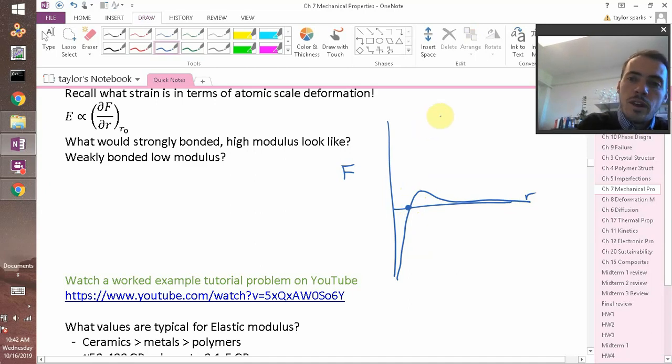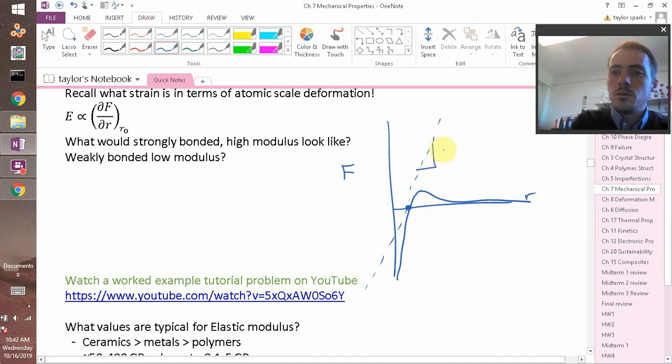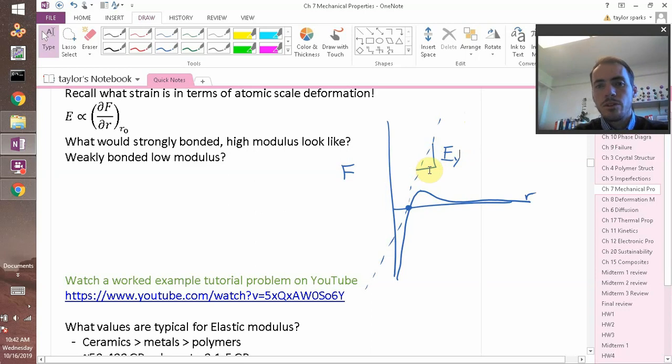The slope at that line, think about what that is. The slope of that line tells you how much force is required to spread your atoms out a little bit if you were to pull on it. So this should be proportional to Young's modulus, E. Sometimes we call it E sub Y, right? At that point, that should be proportional to your stiffness, which is why we used that earlier this semester, right?